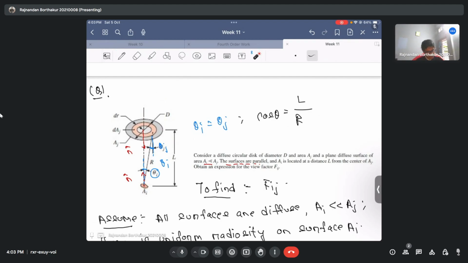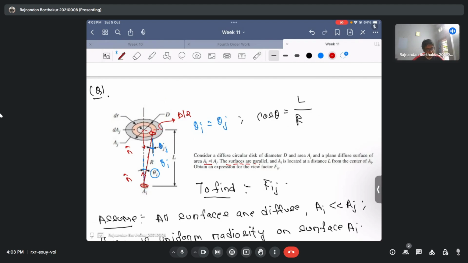Because this is your R, that is the radius of this disk. Sorry, I think I made a mistake here. This is not R. So this is of course d by 2. That's different. This is your d by 2. The R is basically this distance. If you take a differential area here, it's the center to center distance of this differential area to this area AI.